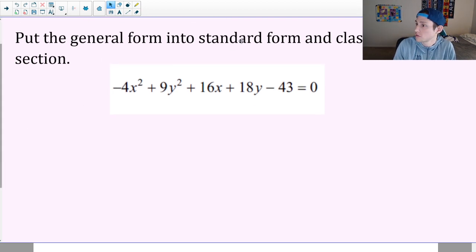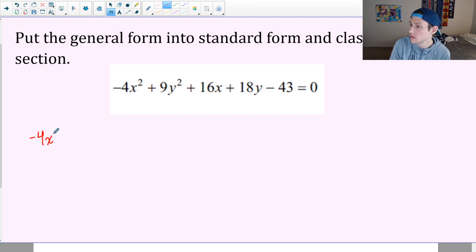Okay, put the general form into standard form and classify the conic section. So, general form to standard form, hopefully we're feeling more and more comfortable with. So it always starts off by taking the constant, moving it to the right, and then let's group x stuff and group y stuff. So negative 4x squared plus 16x plus 9y squared plus 18y equals 43.